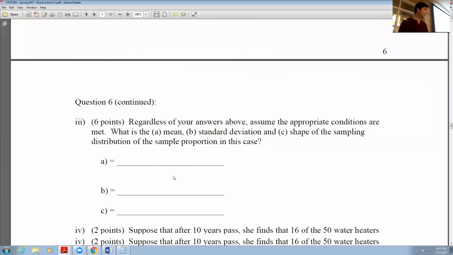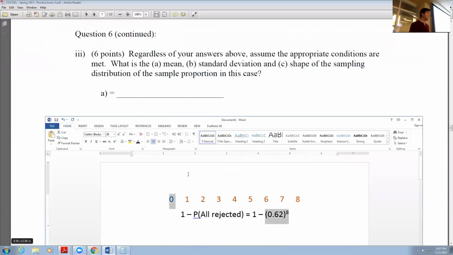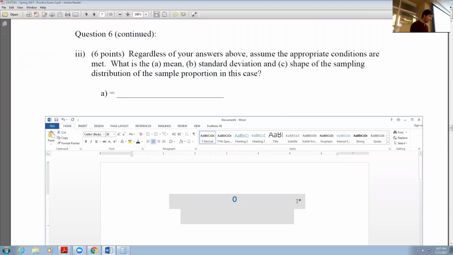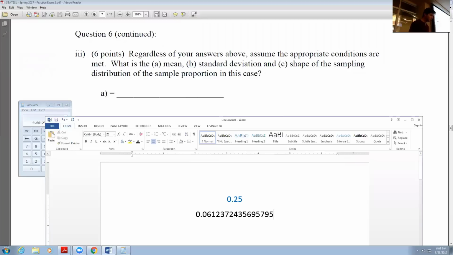Okay, question number 6. Regardless of your answers above, what will the mean be? Well, we just said that if we meet this, it'll be normally distributed, and the mean will be P, and the standard deviation will be the square root of P times Q over N. Does that make sense? And then what did we say the shape will be? If it meets these conditions, right there.